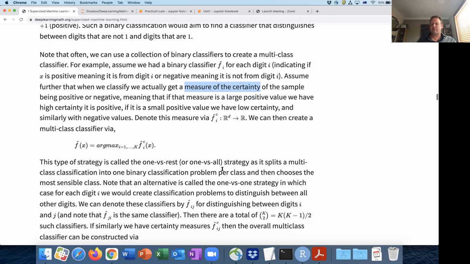So you actually use a collection of K binary classifiers to create a multi-class classifier. And you'll probably even see it in the next couple of lectures with Benoit speaking about logistic regression. Because logistic regression in its own right is a binary classifier. He'll also speak with you about logistic softmax regression, which is a multi-class classifier built in.